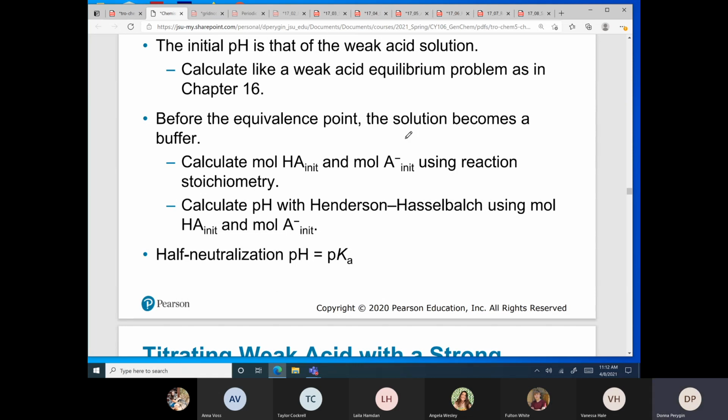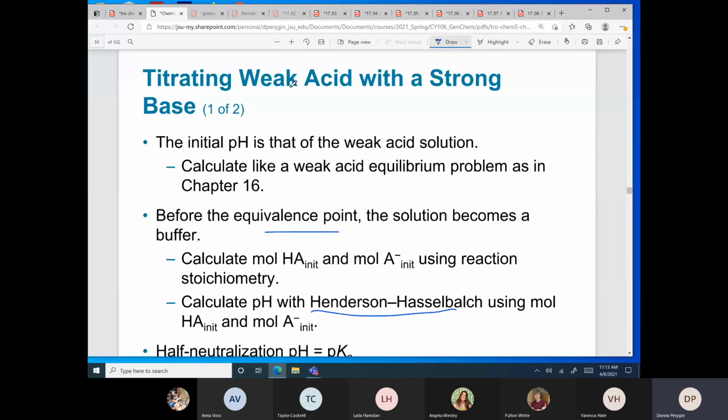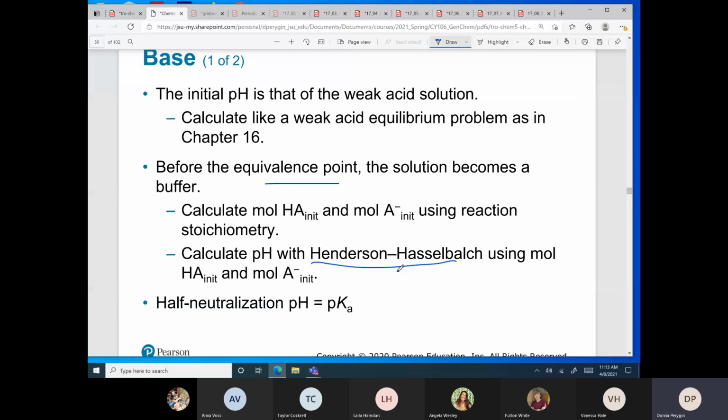So before the equivalence point, the solution becomes a buffer, and you're going to calculate your amount of acid using reaction stoichiometry, and then you do an equilibrium problem to calculate the pH. You can use the Henderson-Hasselbalch equation. Now you can also use the equilibrium method if you want to, but as long as you can make your x is small approximation, meaning that you have a weak acid or a weak base, then you can use the Henderson-Hasselbalch equation to determine the pH.